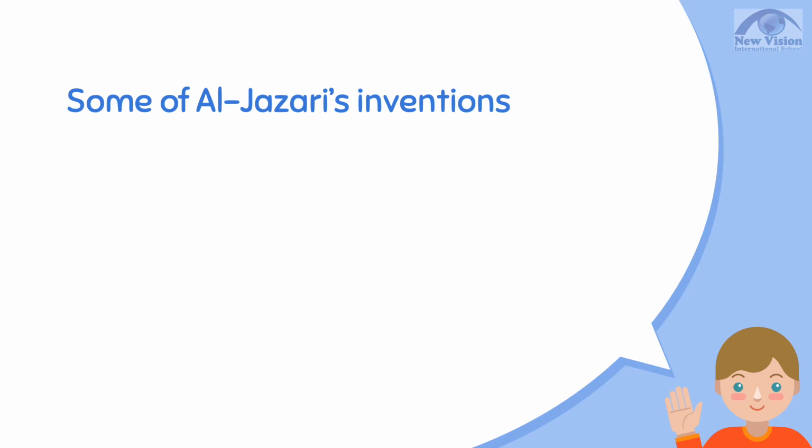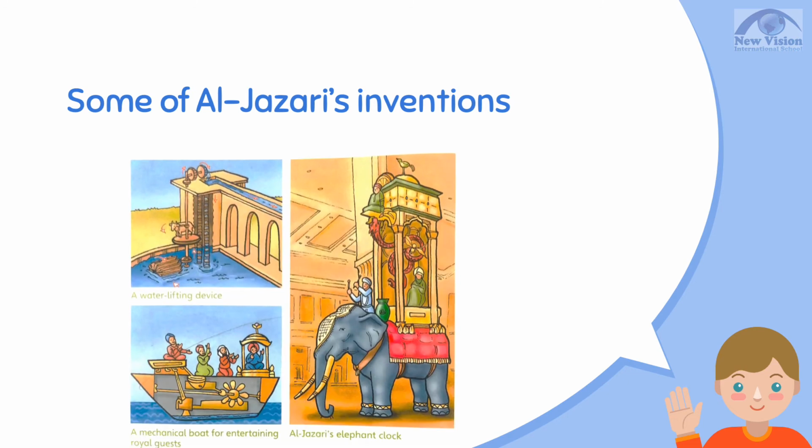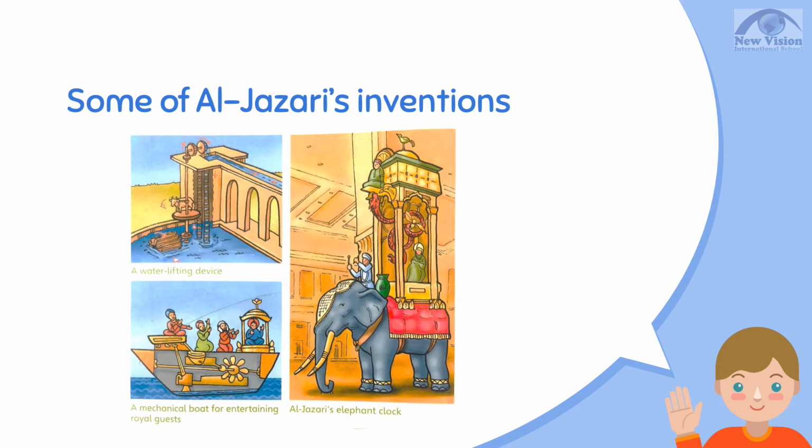Here are some of Al-Jazari's inventions. The three pictures are his inventions. The first picture is a water lifting device. The picture below it is a mechanical boat for entertaining royal guests. And the largest picture is Al-Jazari's elephant clock. Once again, the man who invented all of these is Al-Jazari.